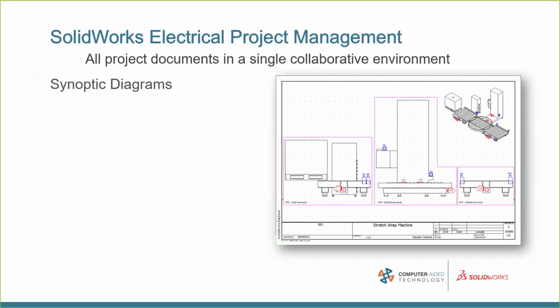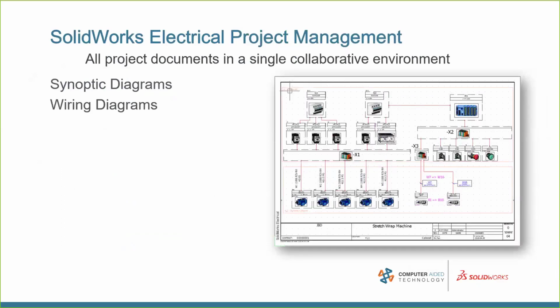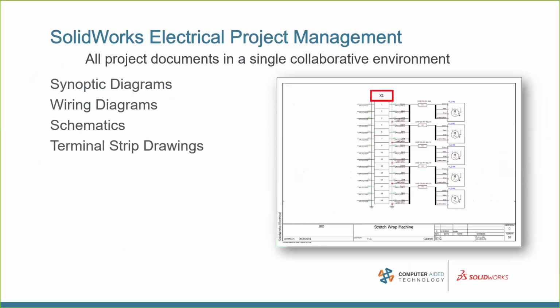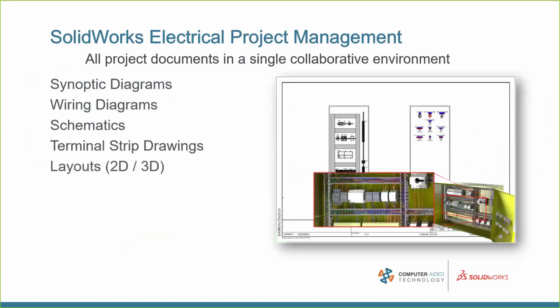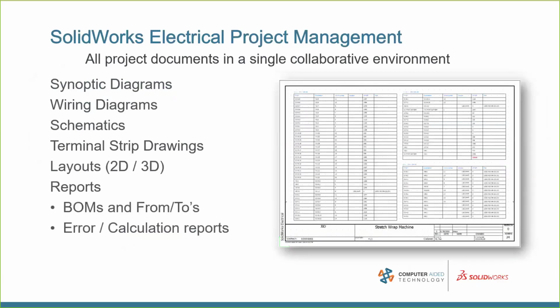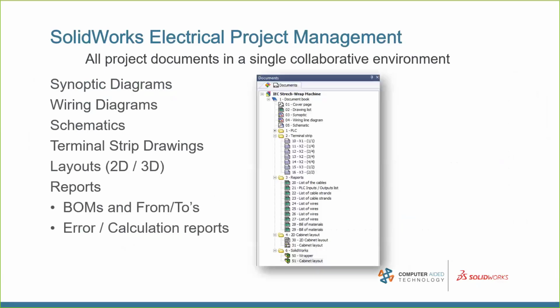So this is your synoptic diagrams, wiring diagrams, which is a top-level overview of basic components. What's the hierarchy here? Where are things located? What are the general connections being made? We, of course, have the traditional multi-line schematics. We can create terminal strip drawings automatically. Your 2D layouts or 3D, if that's what you're working with. And, of course, all your documentation, such as bill of materials, your wiring from-to list, and we have design rule checks that can be run as well. Again, that's all in one easy to read, easy to navigate document tree.